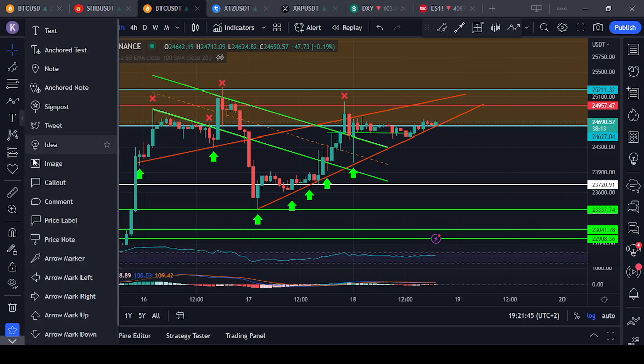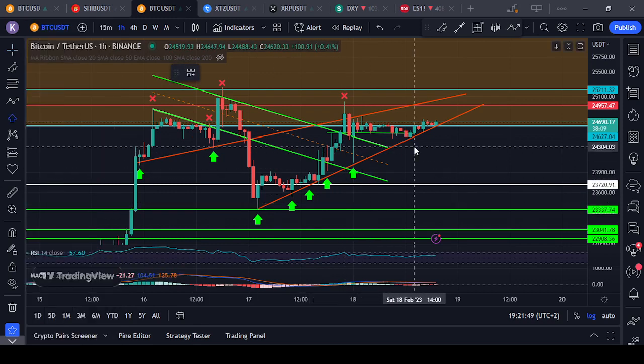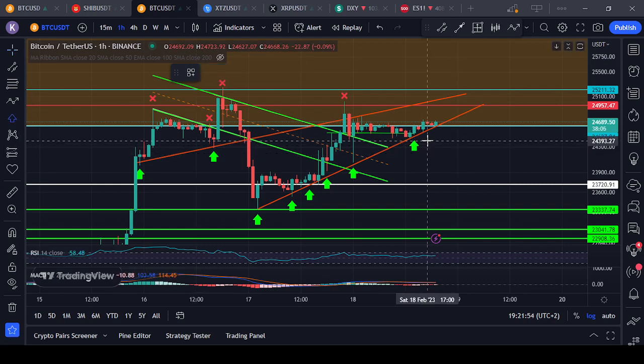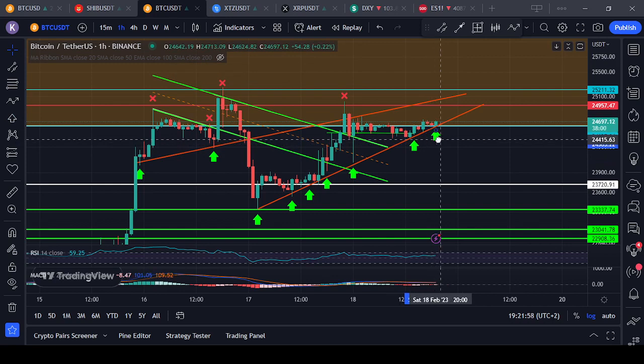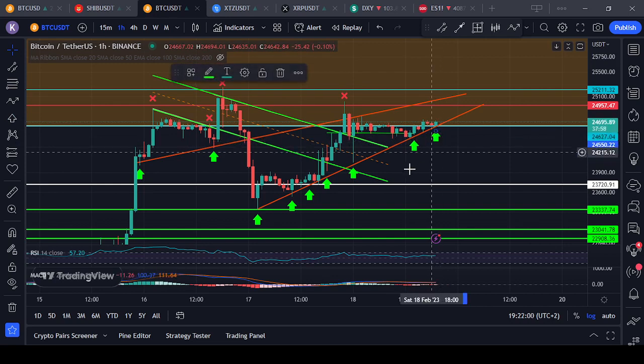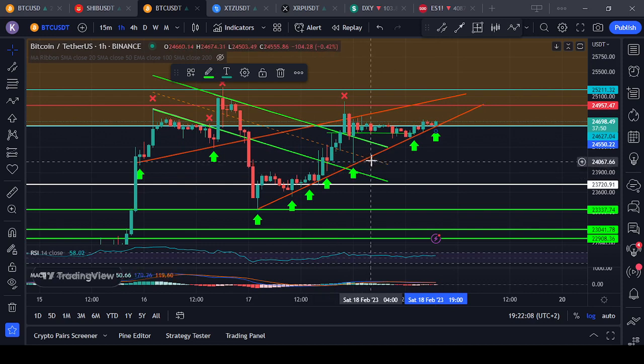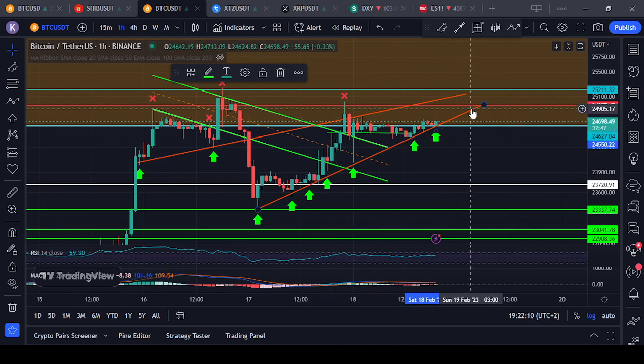So just for the example, let's add a couple here. Here we have it once, and another one here. So that's how you keep track. And we have here a support as well. See, this ascending support is doing really good, it's supporting us. So I trust this support.